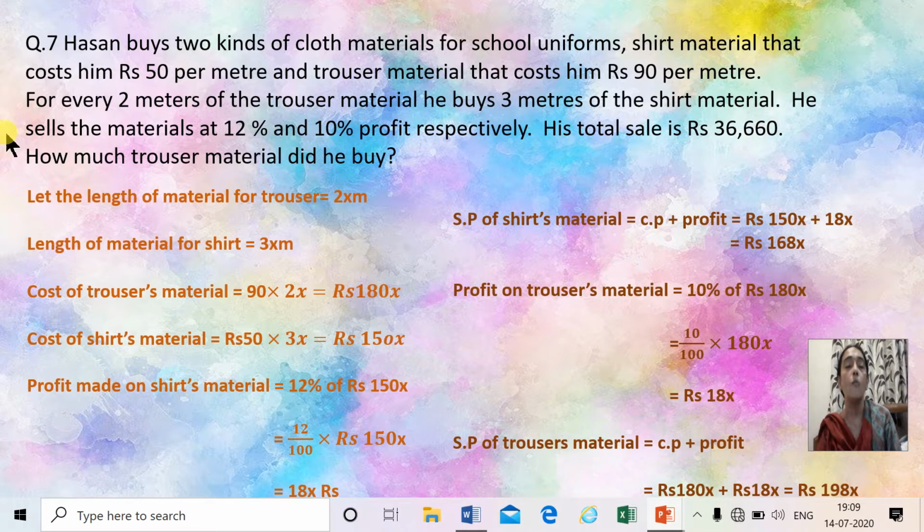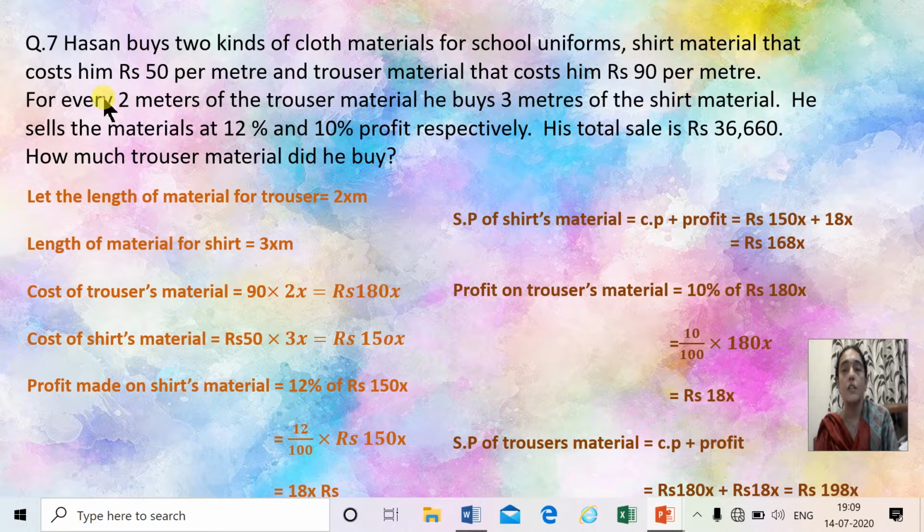How much trouser material did he buy? So first, let the length of the material for trouser be 2x meters. I told you, it is just almost like a ratio given to you: 2 meters of trouser and 3 meters of shirt. So the length of the material for trouser is 2x meters and the length of the material for shirt is 3x meters.